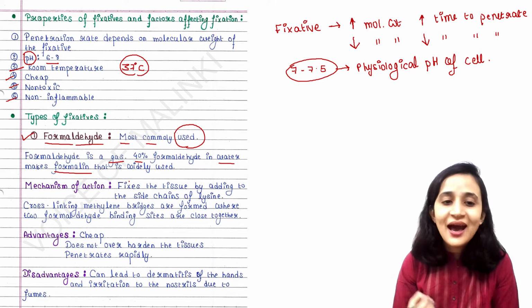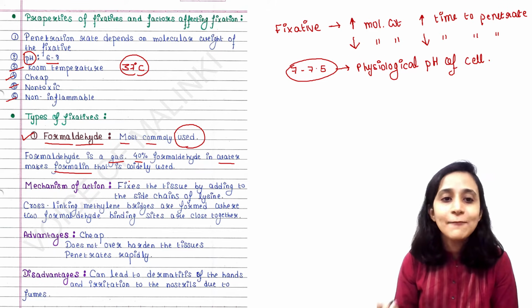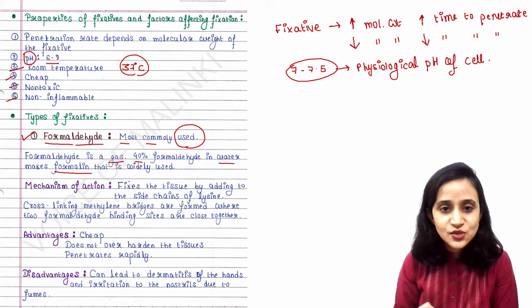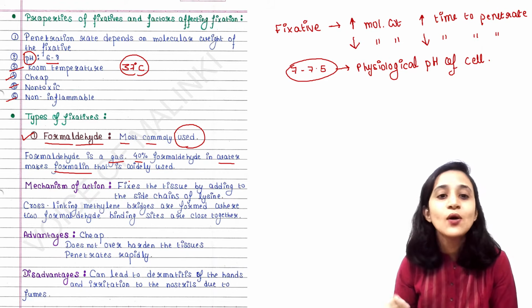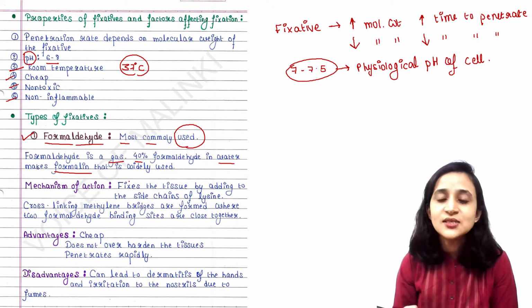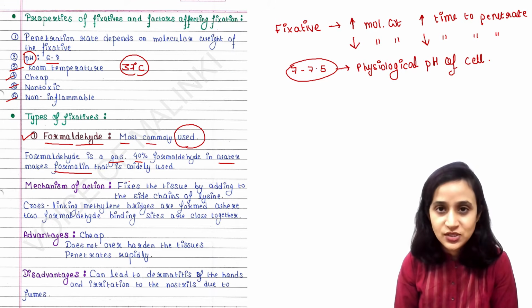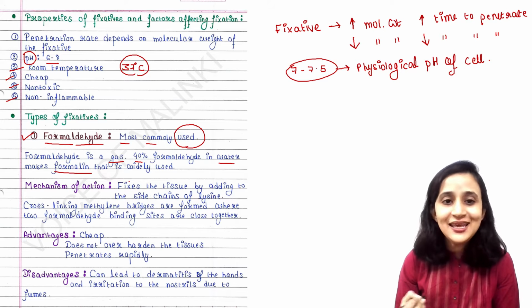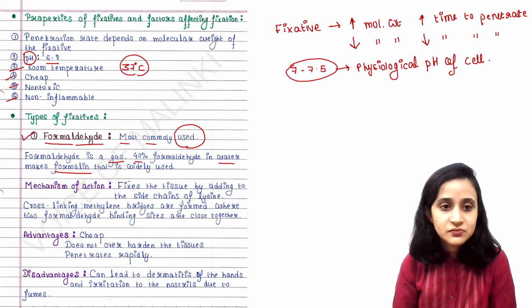So formaldehyde is a gas. So how will you apply formaldehyde? That's why you have to make it a solution. So a 40% solution of formaldehyde in water makes formalin, and formalin is widely used as a fixative.